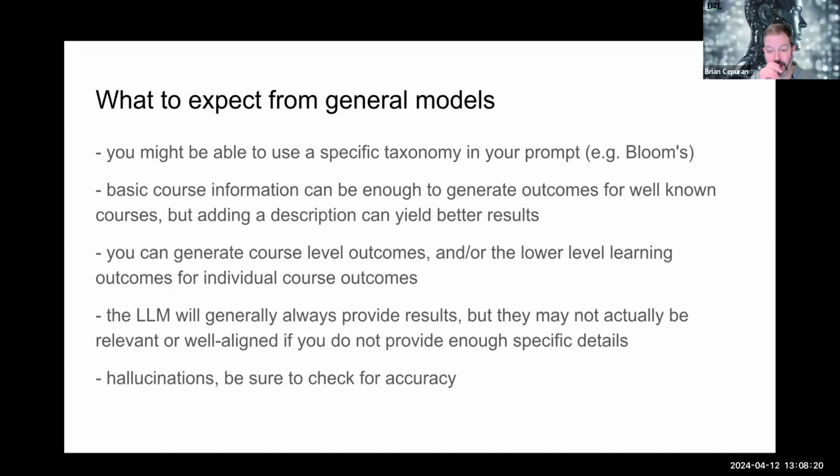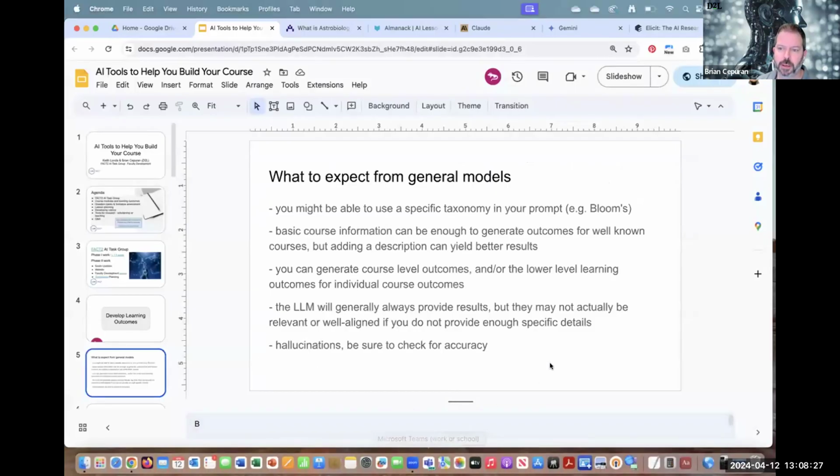All right, thanks, Keith. So one of the things that large language models can do is they can help you with developing learning outcomes. Now, some things that you want to just be aware of as you are interacting with these models is that some of them will have been trained on specific taxonomies that you might be able to leverage in your prompt. And Bloom's taxonomy is one that I've explored in the past, and it's generally been worked out pretty well.